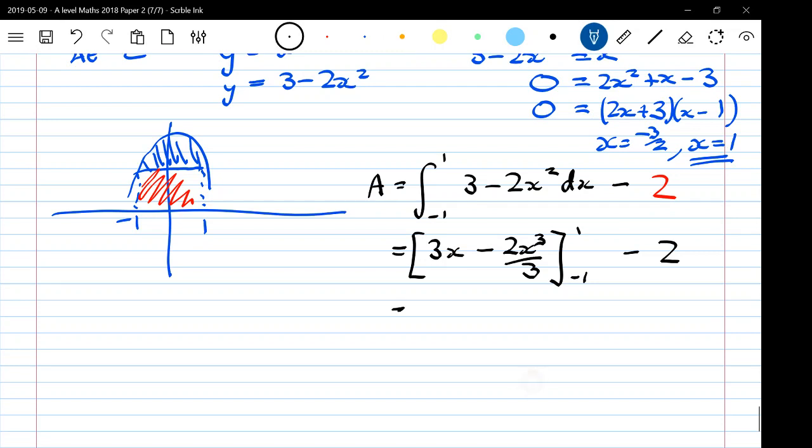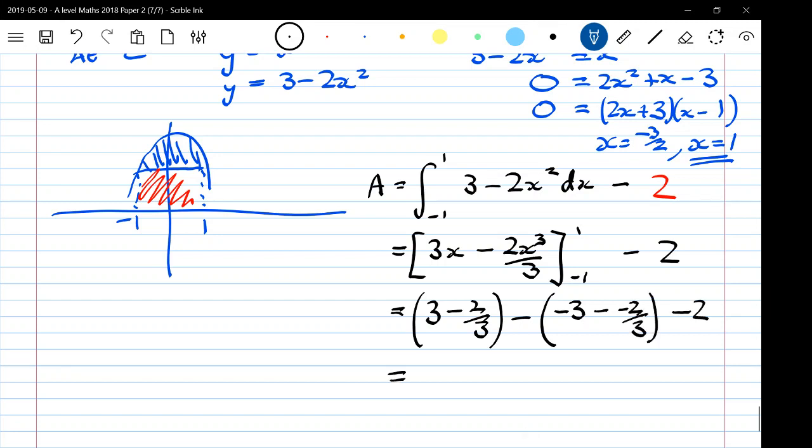That gives me 3 minus 2/3, take away minus 3 minus 2/3, take away 2. I think I end up with, what do I end up with there? 6 minus 4/3 minus 2, which is 8/3.